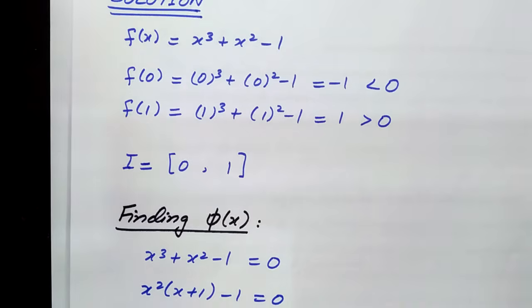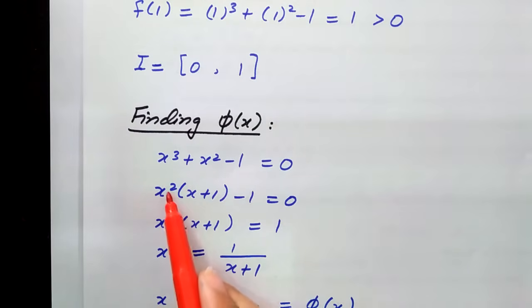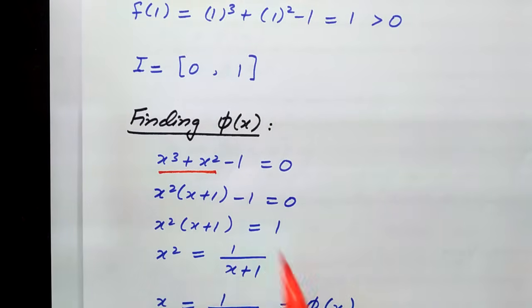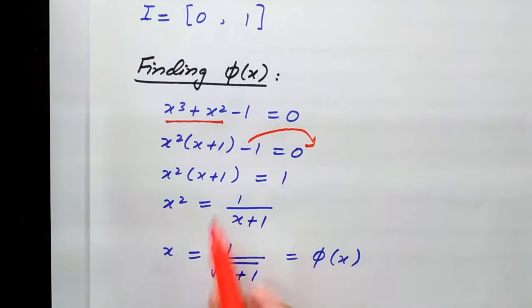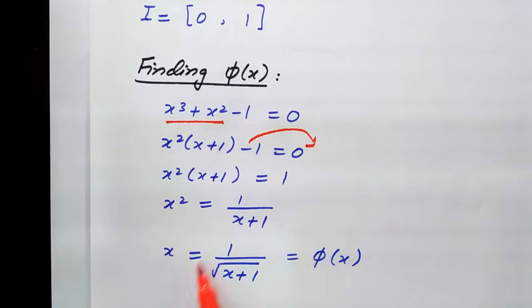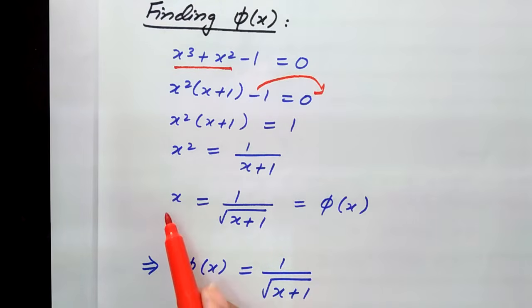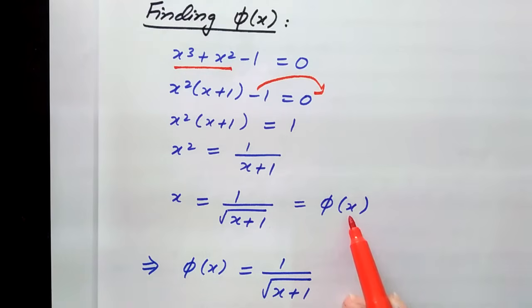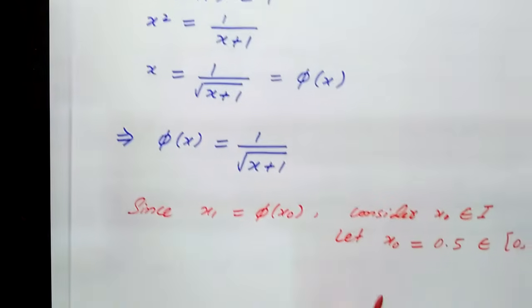Now for finding phi of x, consider this f of x equals 0. I took x square common from the first two terms. My equation reduced to x square into x plus 1 minus 1. Move this minus 1 to the right side. The equation took the form x square into x plus 1 equals 1. So x square equals 1 over x plus 1, and for removing this square, I will apply square root on both sides. So I got x equals 1 over under root x plus 1, that is equal to phi of x. Now my phi of x equals 1 over under root x plus 1.